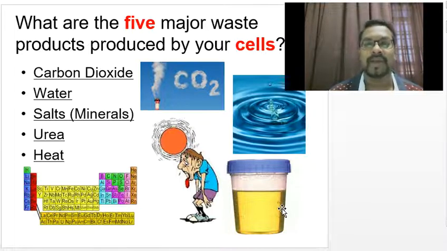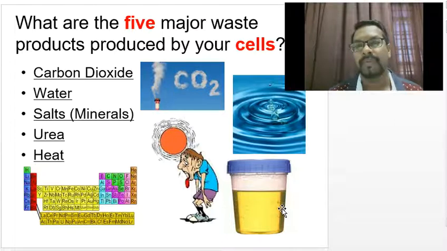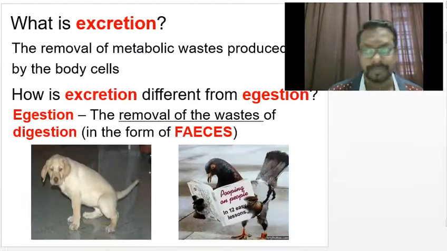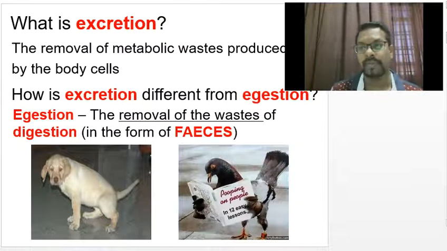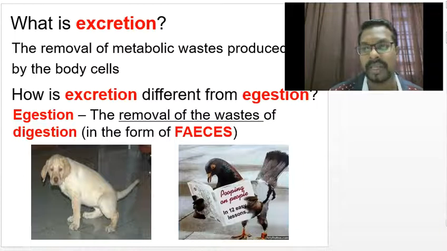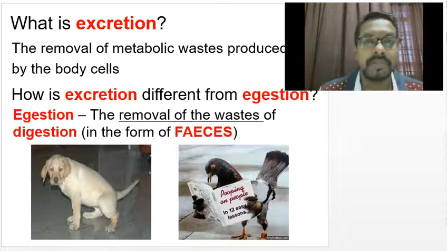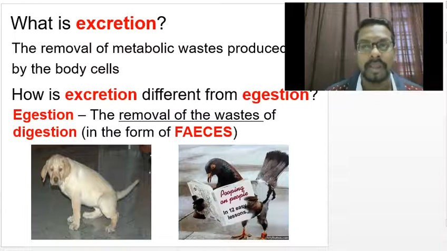Okay, these are the five major waste products produced by our cells. Okay, let's move on. If you look at your reference book or textbook, there will be two different terms: excretion and egestion. First you must know what is excretion. Excretion is the removal of metabolic waste produced by the body cells. The removal of metabolic waste.